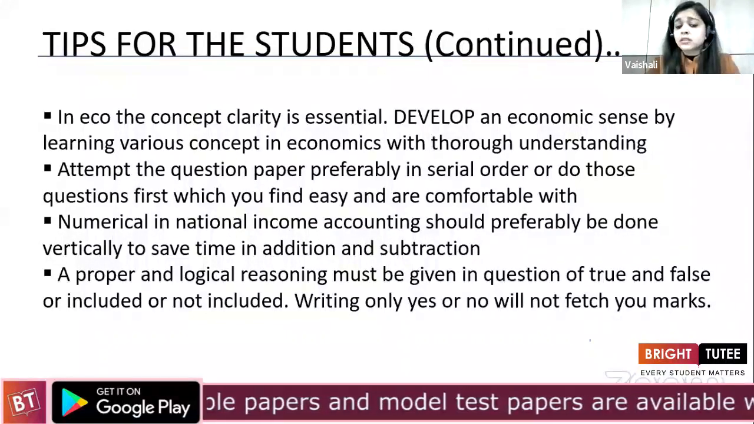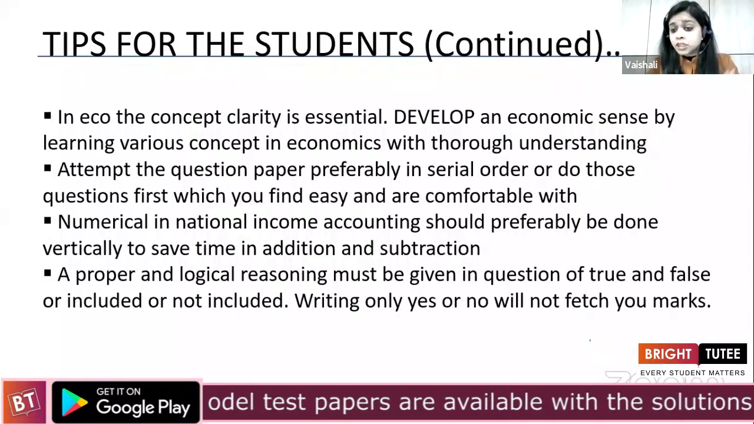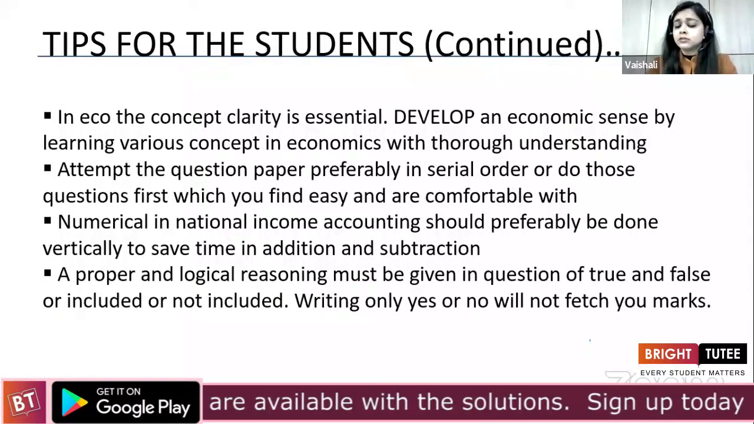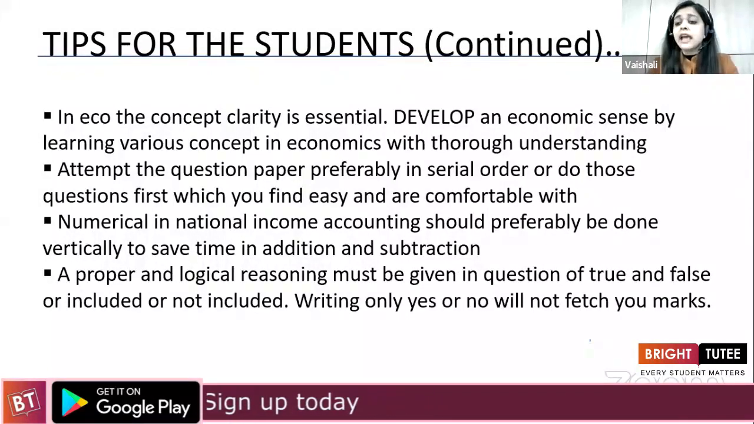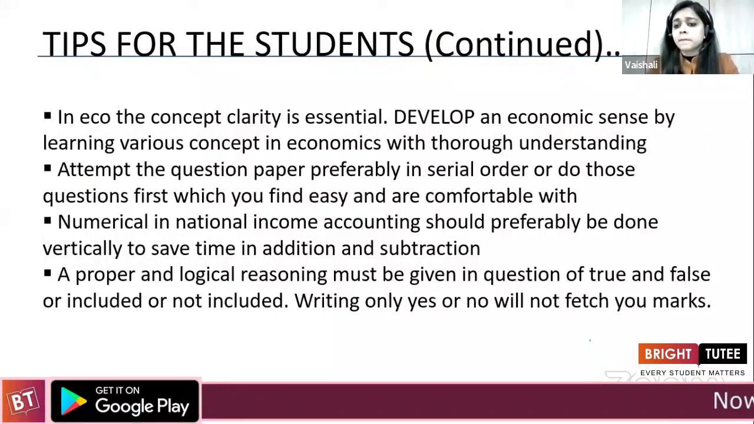Then numericals and national income accounting should be done vertically. Ask them to do it vertically so that it is very easy for them to do the addition and subtraction, and the chances of making mistakes are less.